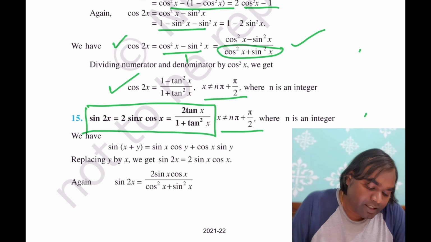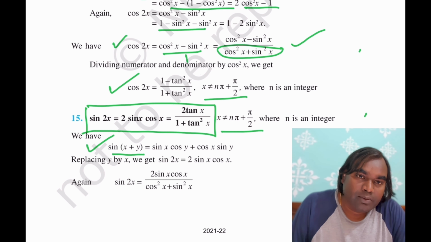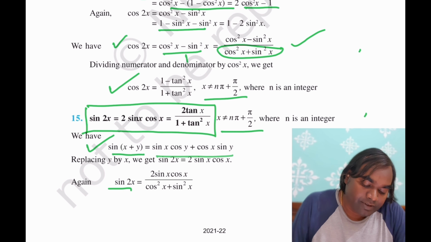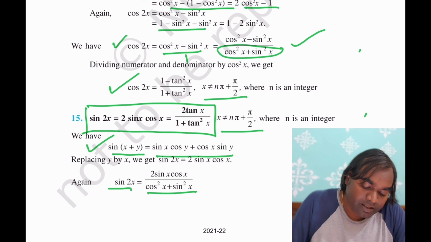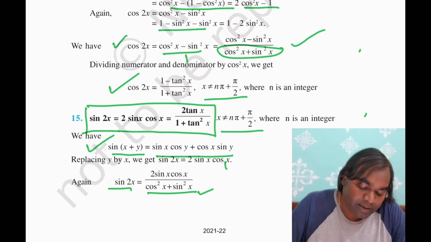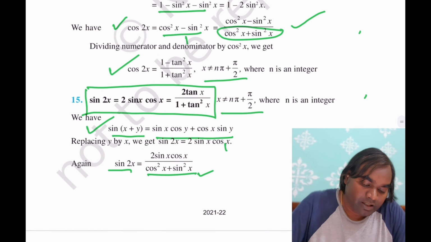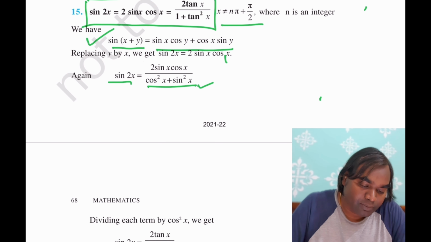So we can derive this by this relation, sin(x+y). Substitute y is equal to x and we will get sin 2x, and we get here 2 sin x cos x divided by cos square x plus sin square x, because we are dividing this relation by 1. So we will get this, and divide this by cos square x, we will get 2 tan x divided by 1 plus tan square x.